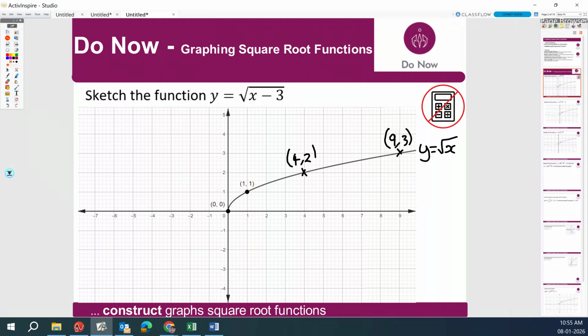Now, this is a transformation. What transformation do we have here? Don't shout out. What transformation? And don't say gibberish either, that's not good. A horizontal transformation, 3 to the right. We have a horizontal translation. This is a horizontal translation.